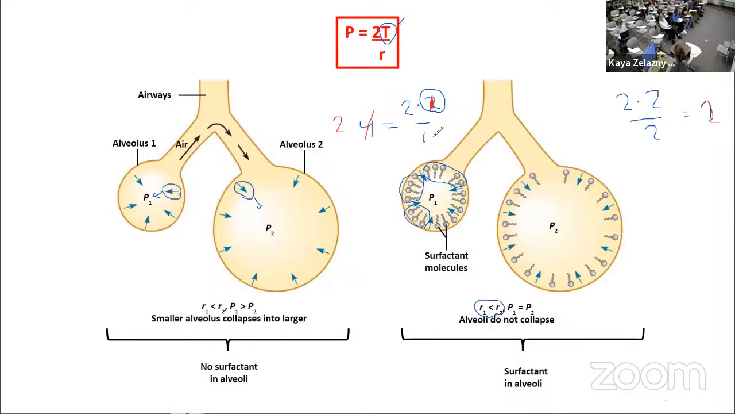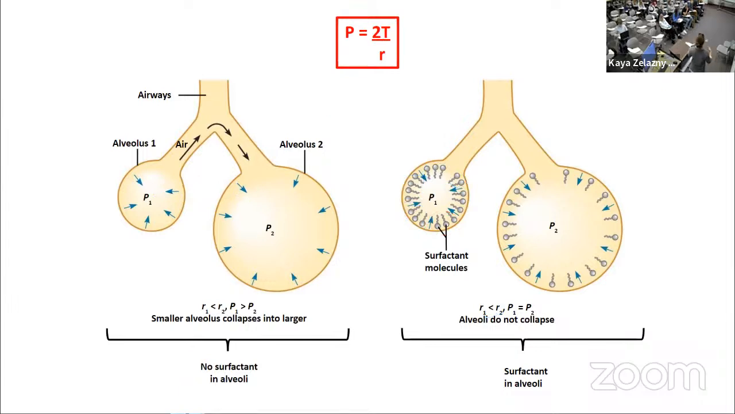Okay. So I'm not going to ask you to do these calculations in the future, but this is what the surfactant is doing. The surfactant, the presence of this molecule, this detergent, is changing the surface tension, changing that pull inward from the water molecules so that we can end up with even pressures in alveoli of different sizes.